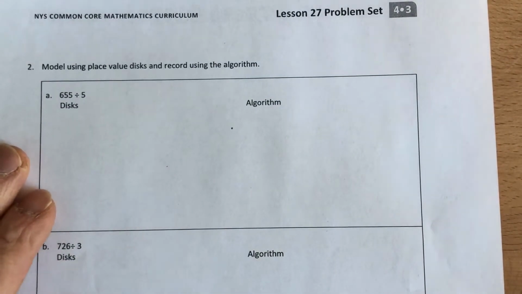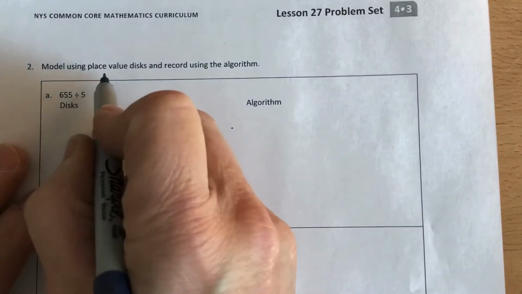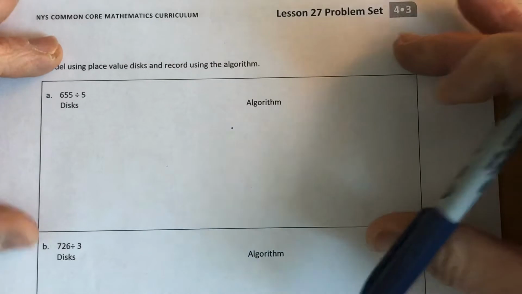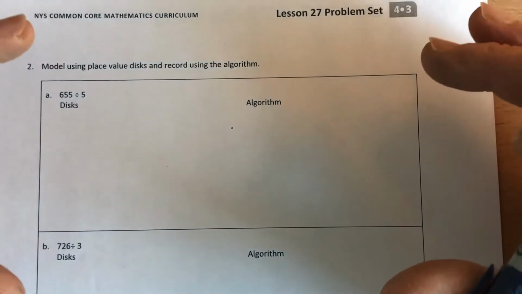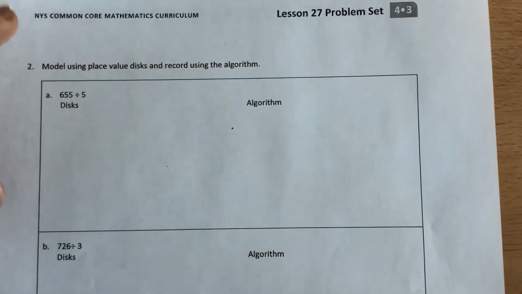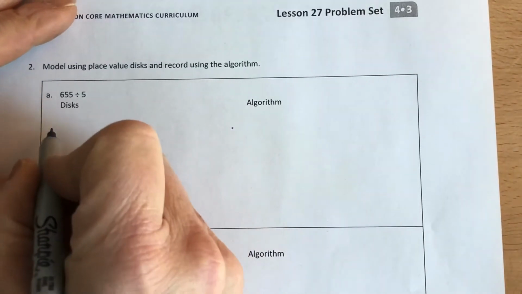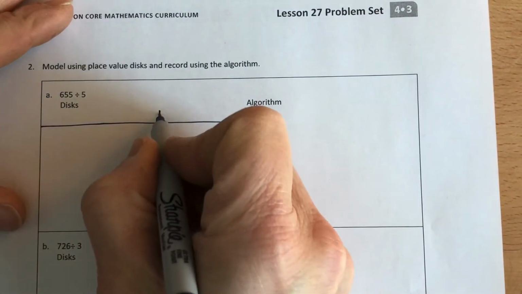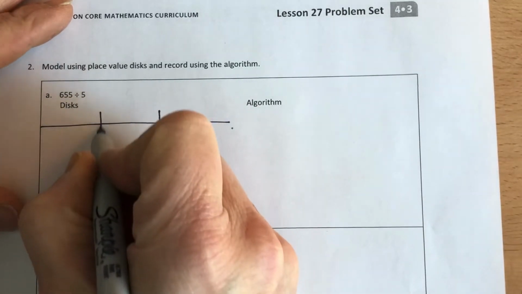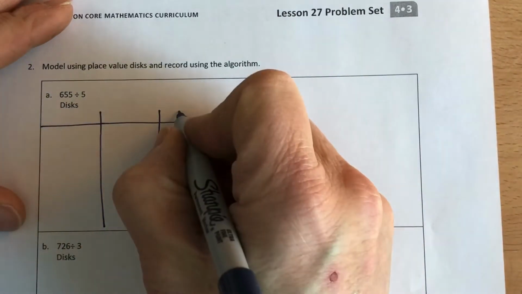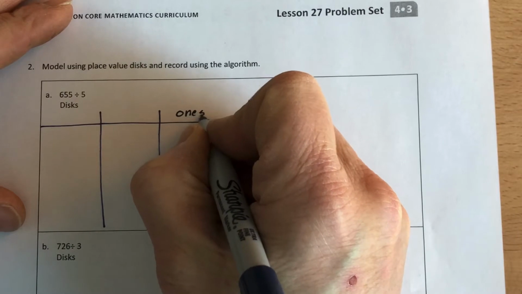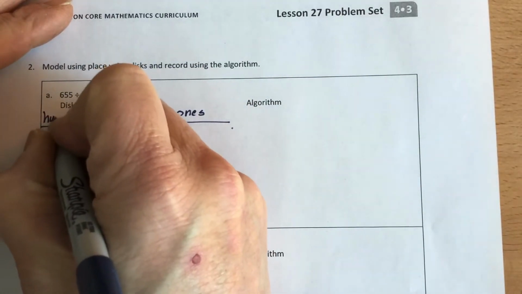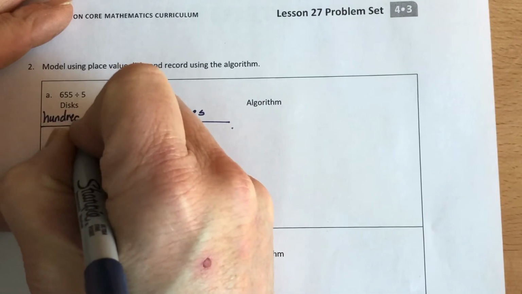So let's get started. Model using place value disks and record using the algorithm. So same thing we've been doing. Now there's less space here, so I have to write a little bit smaller actually, okay? So my disks are over here, so I have to write my T-chart. Just like that. And I've got ones, tens, hundreds. Just like that, okay?